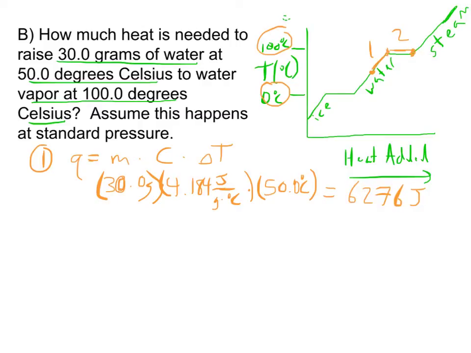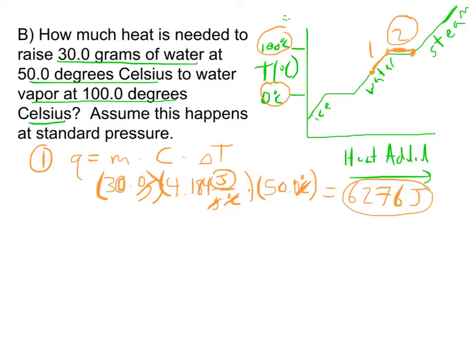Okay, when you multiply all of this together, it gives you 6,276 joules. And that's because grams cancels and degrees Celsius cancels, and you're just left with joules as a unit in your equation. So this is how much energy is needed to just change the water from 50 degrees Celsius water to 100 degrees Celsius water. Now we need to look at step 2. How much energy does it take to change 100 degrees Celsius liquid water into steam?